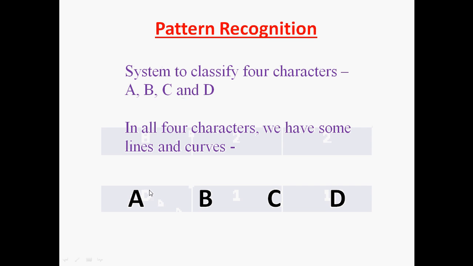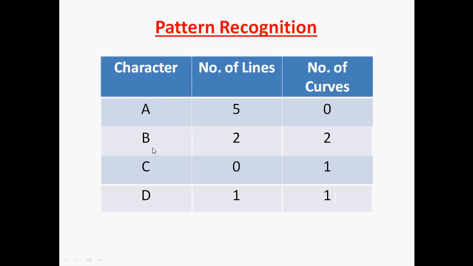And this number of lines and number of curves, I am representing in this table. For A, we have 5 lines, 0 curves. For B, we have 2 lines, 2 curves. For C, we have 0 lines and 1 curve. And in D, we have 1 line and 1 curve. And this 5 comma 0 is the pattern of A, 2 comma 2 is the pattern of B, 0 comma 1 is the pattern of C, and 1 comma 1 is the pattern of D.